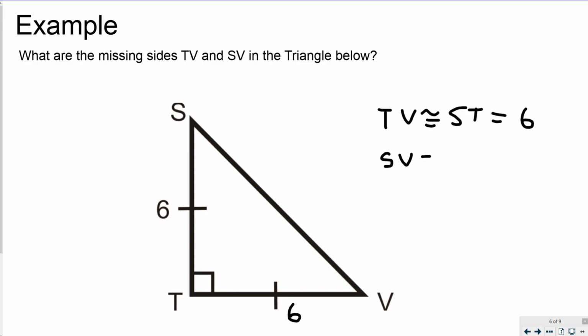SV must be equal to 6 times the square root of 2. Since I am going from the leg to the hypotenuse, I'm going to multiply the measure of the leg times the special ratio, the square root of 2, and since 6 is rational, and the square root of 2 is irrational, I cannot actually multiply them. My final answer is simply 6 times the square root of 2 for the hypotenuse.